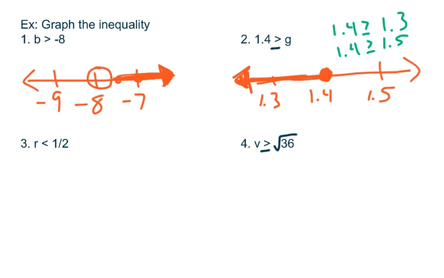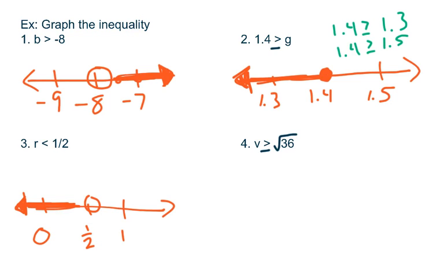Number 3, r is less than 1/2. So we'll come up with a number line again. And again, this makes most sense to do by halves: 0, 1/2, and 1. This is going to be an open circle because it's strictly less than. I don't have the "or equal to" part. Then the smaller numbers, because we're still talking about less than, go to the left, and again, bold in your arrow.